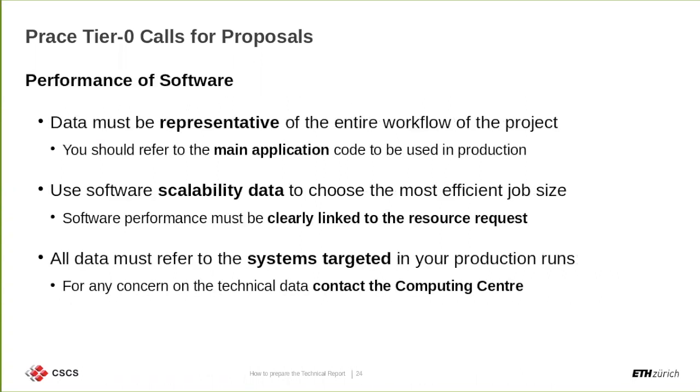And then performance of software. Now, the data that you provide must be representative of the entire workflow of the project. And you should always refer to the main application code used in production. Use software scalability data to choose the most efficient job size, as we showed for the national call for proposals. And keep in mind that software performance must be clearly linked to the resource request. So all data must refer to the systems that are targeted in your production runs. And for any concern, in doubt, always contact the computing center.